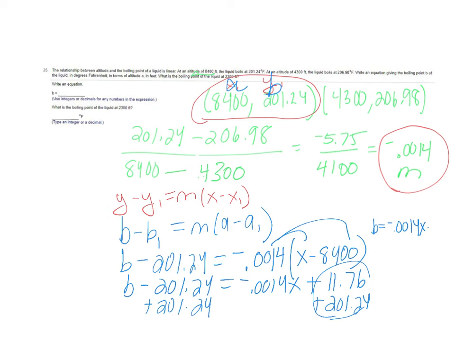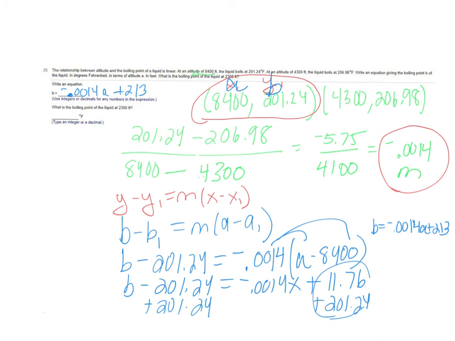And that is going to give me plus 213. And so I did it again. I'm so used to writing x. I didn't write in a. So I need to change that very quickly. And so b is going to be equal to a negative 0.0014a plus 213.